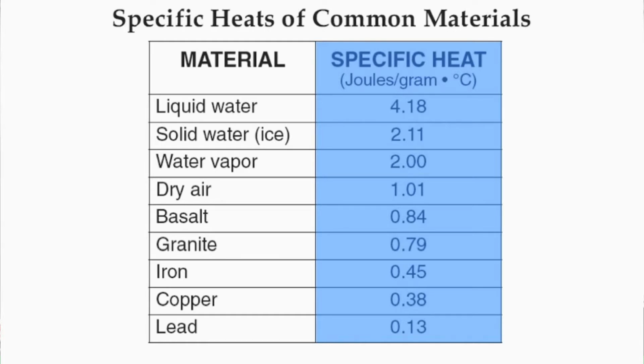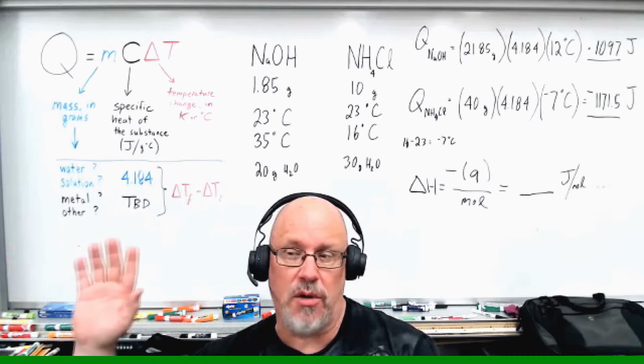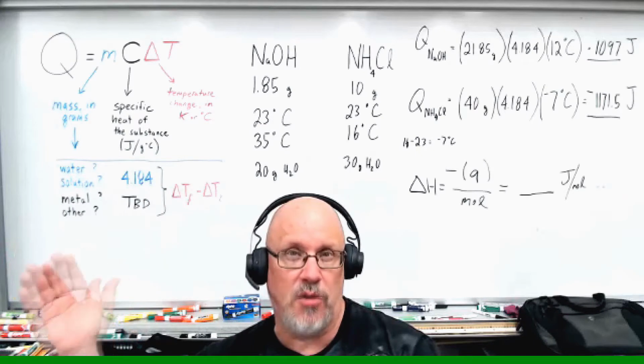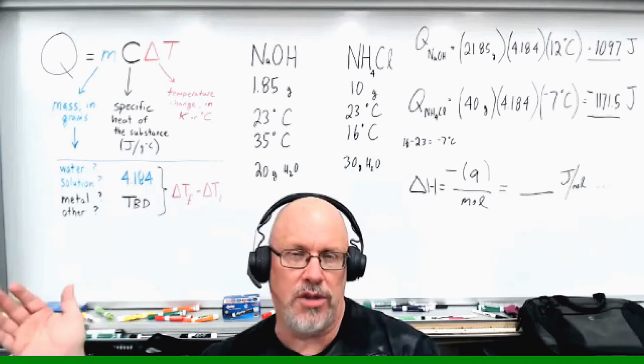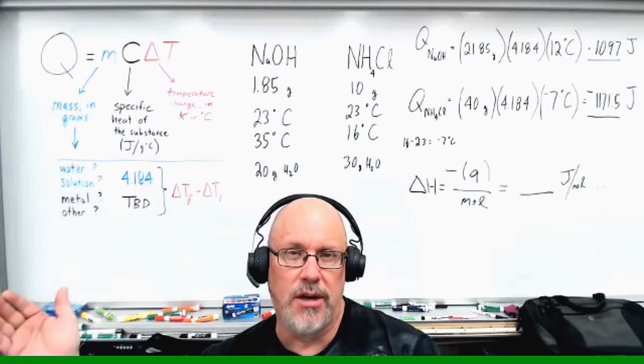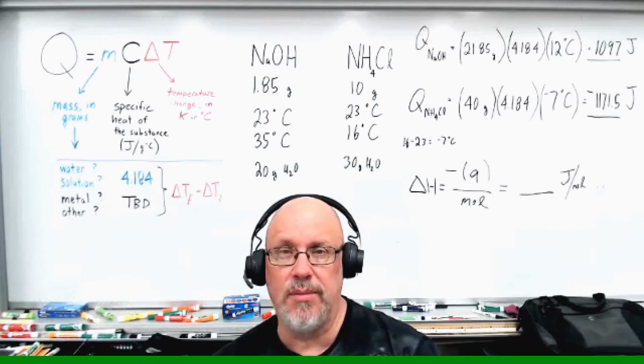gram degree Celsius. So initially, when we first used Q equals mc delta T, we simply focused in terms of water. It was the mass of the water, which is the same as the volume of water, times the specific heat of water, which is 4.184 joules per gram degree Celsius, times the temperature change of the water.